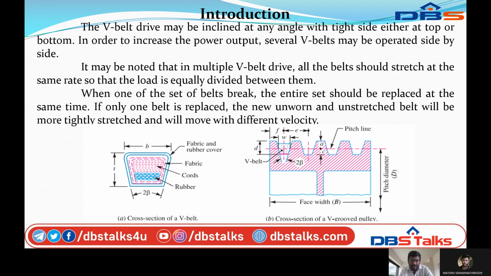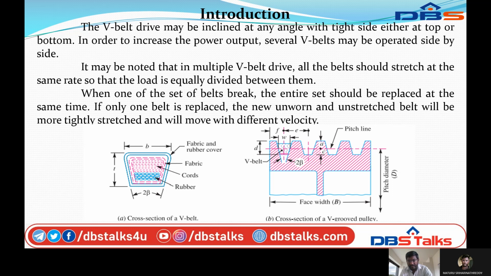So you can see the figure here, the cross section of the V belt. The thickness of the V belt is T, the angle is 2 beta, and the width of the belt is B. This material will be fully covered with fabric and rubber cover. The dotted lines indicate the fabric. This is the cord. The blue color indicates the rubber.